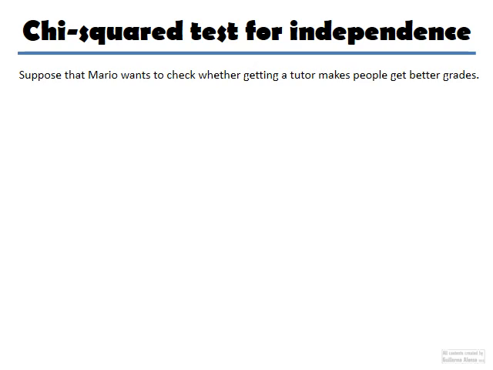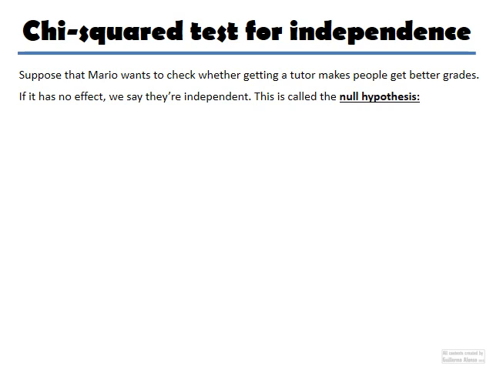So suppose that I have somebody who is checking whether getting a tutor makes people get better grades in math studies. They're looking for causation here, but we're going to be trying to determine dependence, whether one thing depends on the other. So there are two hypotheses, two possibilities.